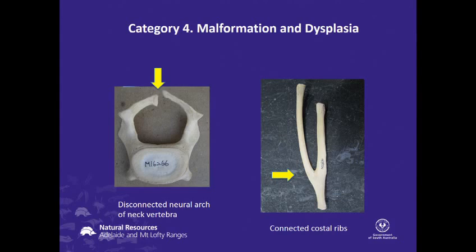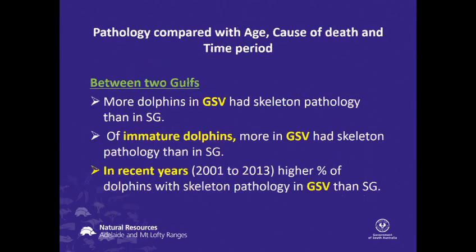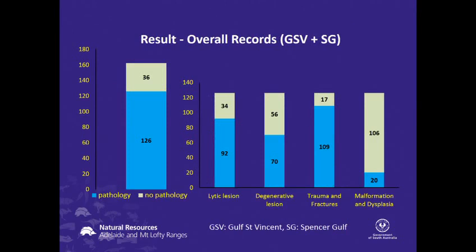And then looking at all of these results overall, I examined 162 animals. Amongst them, around 78% of the animals show some type of skeletal pathology. And then looking at the type, the most common I found is trauma and fractures. And the second most is the lytic regions.